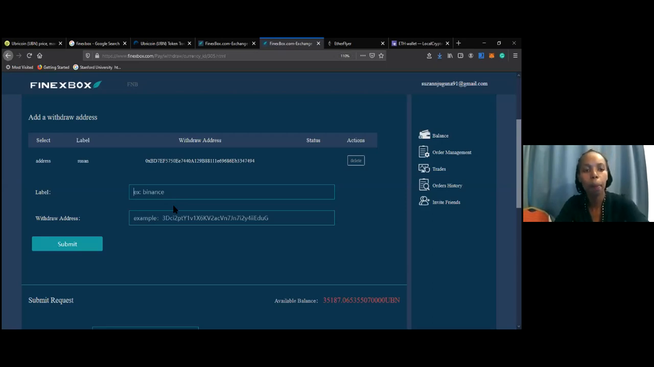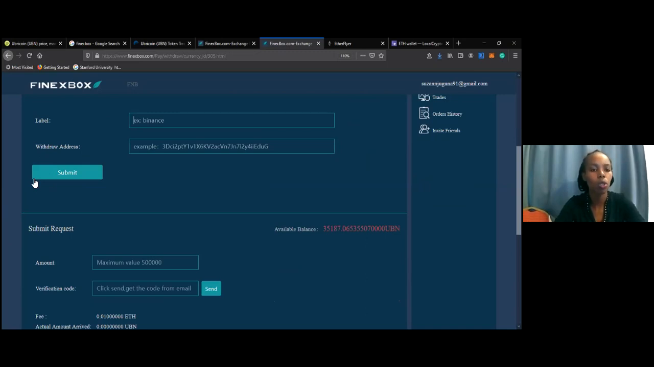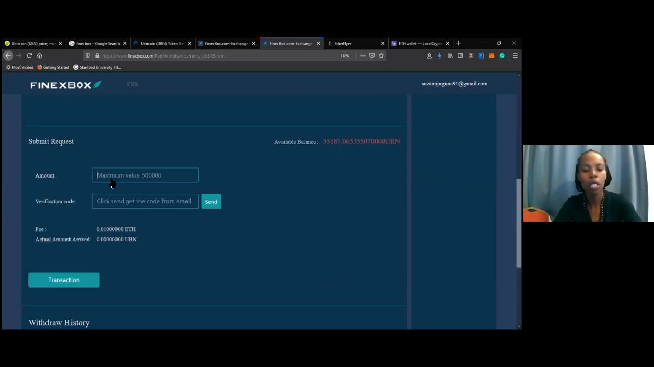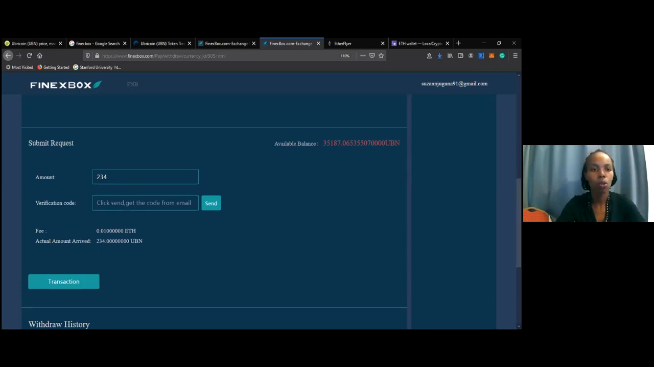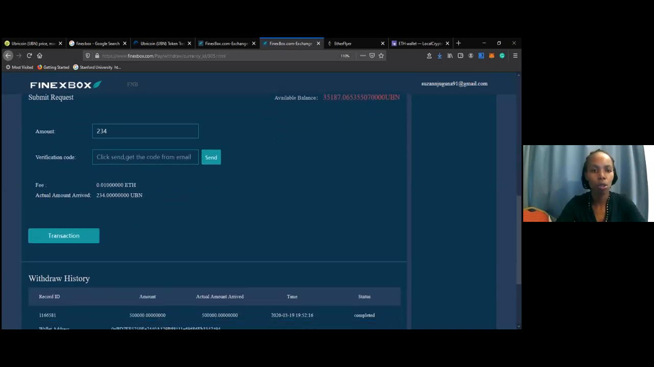When you click on submit, the other thing you need to do is say how many UBNs you want to withdraw from this exchange. When you put the amount of UBNs you want to withdraw, then you click here on send, and they're going to send you a verification code to your email. Take that code and paste it here, and then click on transaction. That way you have transferred your UBNs from the exchange to your personal address. So make sure that you do that. That is how you withdraw.